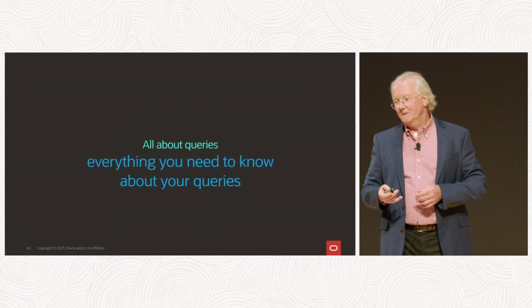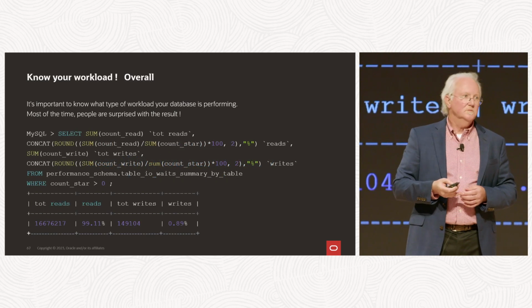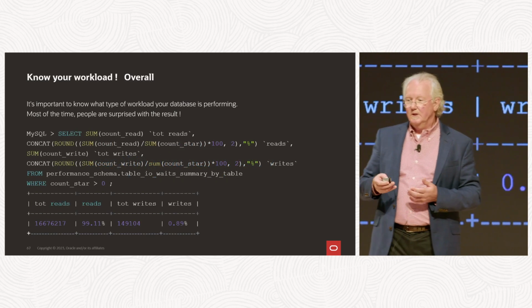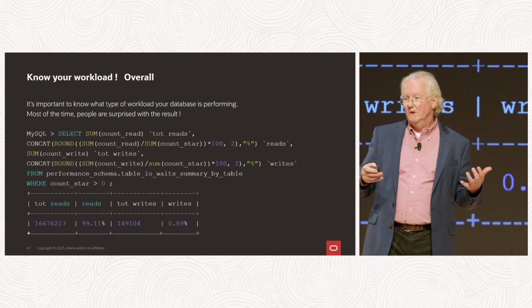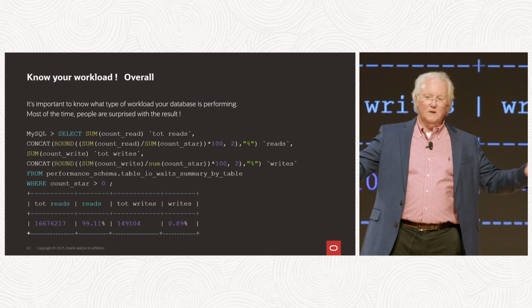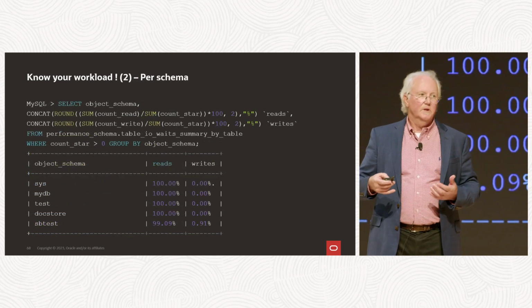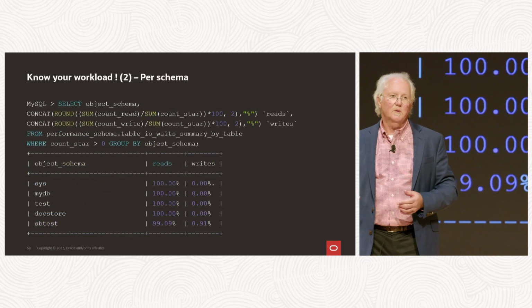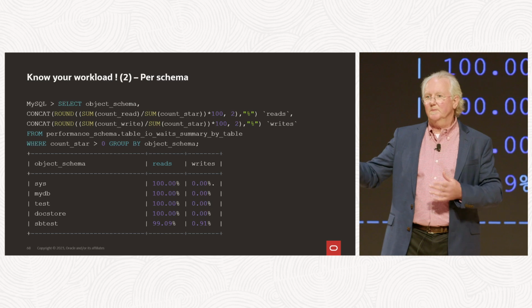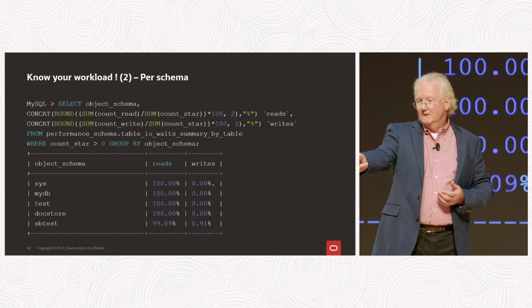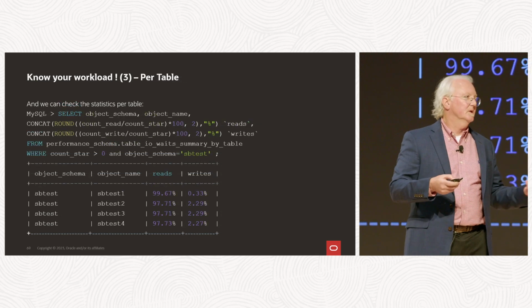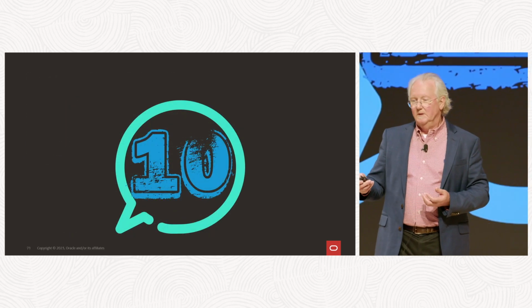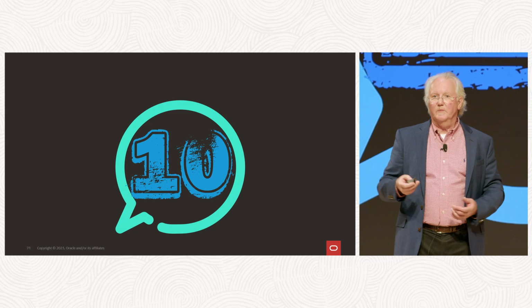So about queries, right? You need to know your workload, and you need to know what its characteristics are. You need to know it maybe at the whole database level, but you also need to know it on a per schema basis. If you're sharing a server or something like that, then it's very easy to see what the reads and writes are on a schema or on a table, and go from there, right?